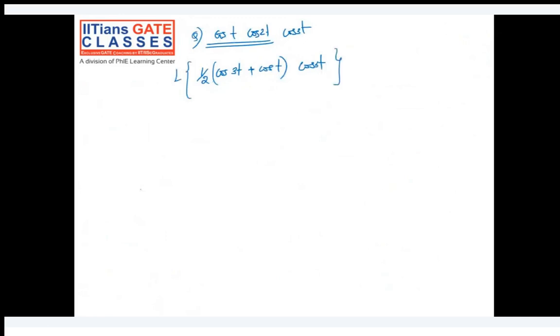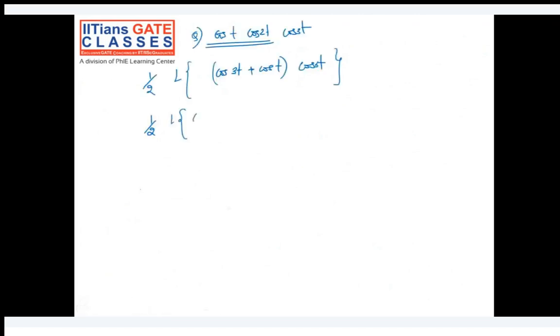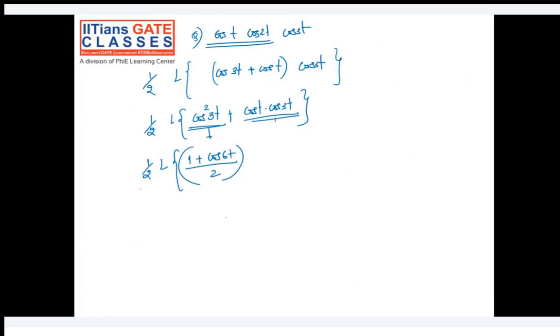Yeah, then I'll take this 1 by 2 outside. Laplace transform of, just a minute, I'll go to the slide. It will become cos square 3t plus cos t into cos of 3t. So again you will use the formula for this and this. What is the formula for this? It is 1 plus cos of 2t by 2. So I can write here Laplace transform of 1 plus cos of 6t by 2 for this. And for this again I'll write half of cos of 4t plus cos of 2t. Right?